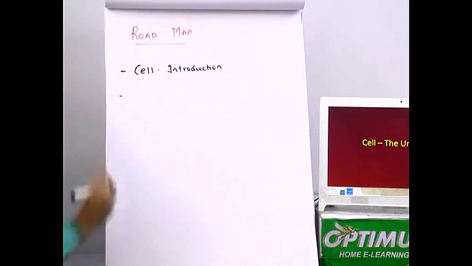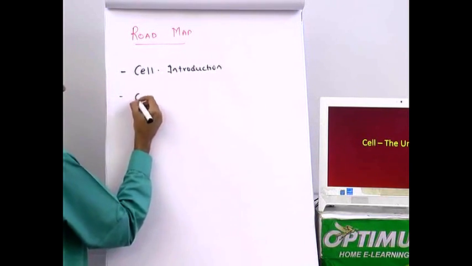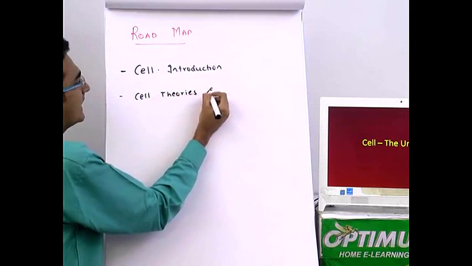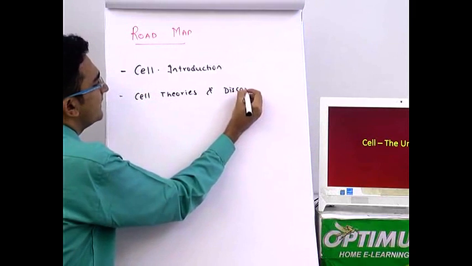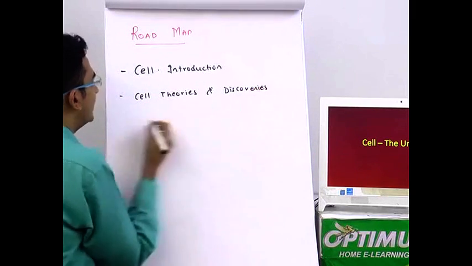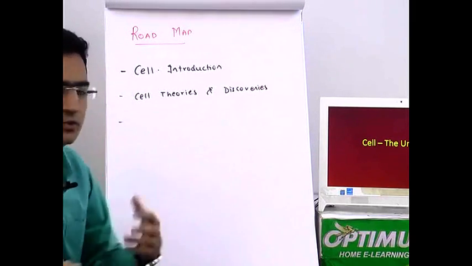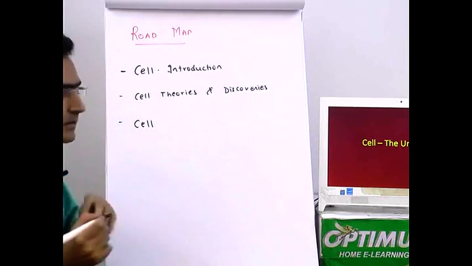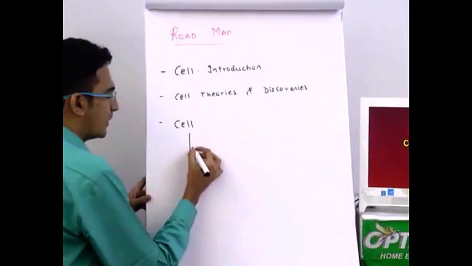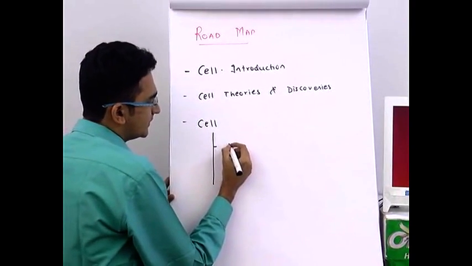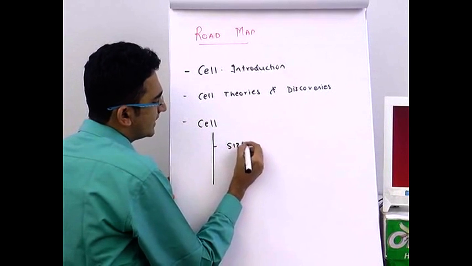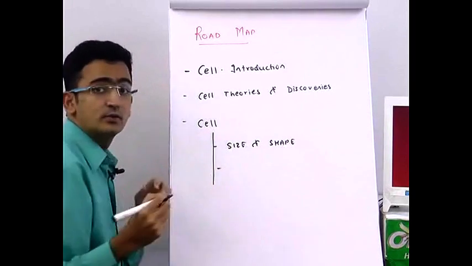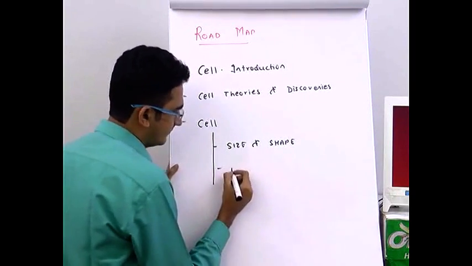Then we will talk about cell theories and discoveries in the field of cell. Then we will try to study the cell in more detail. Here we will first try to study the cell from outside, where we'll study the size and shape of the cell.